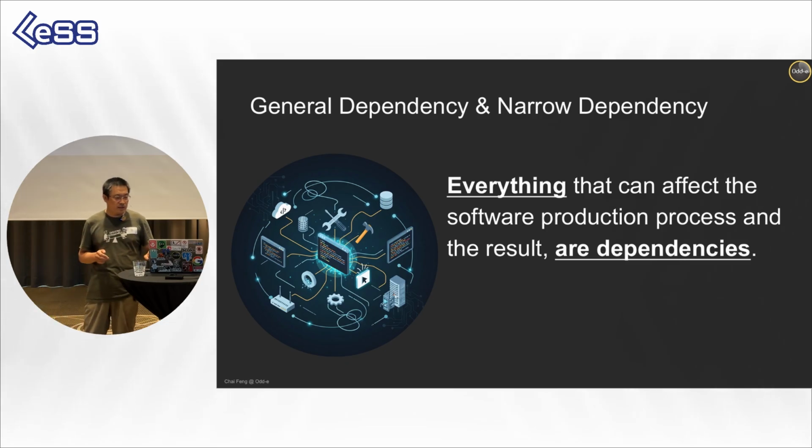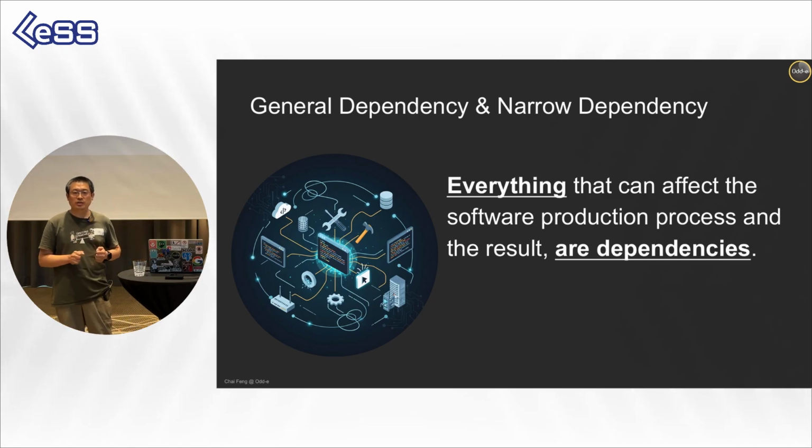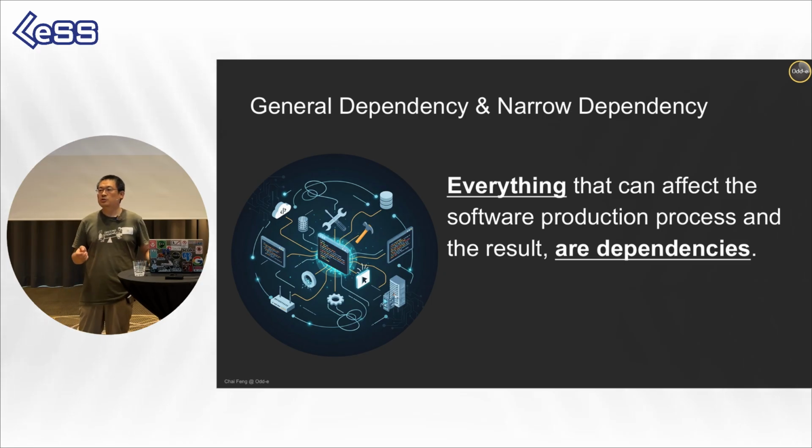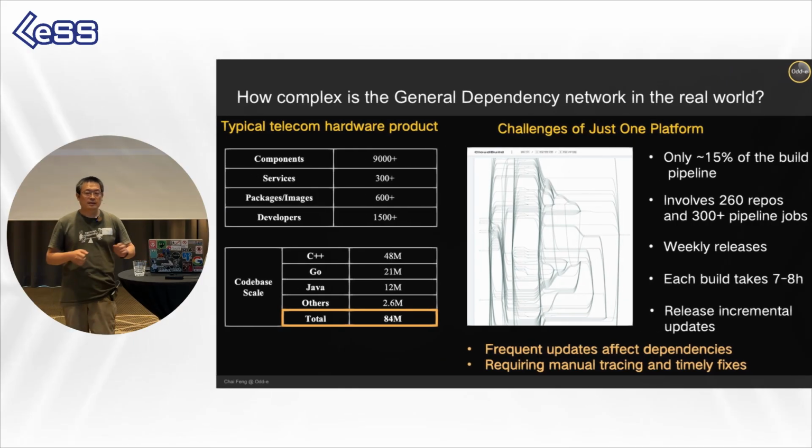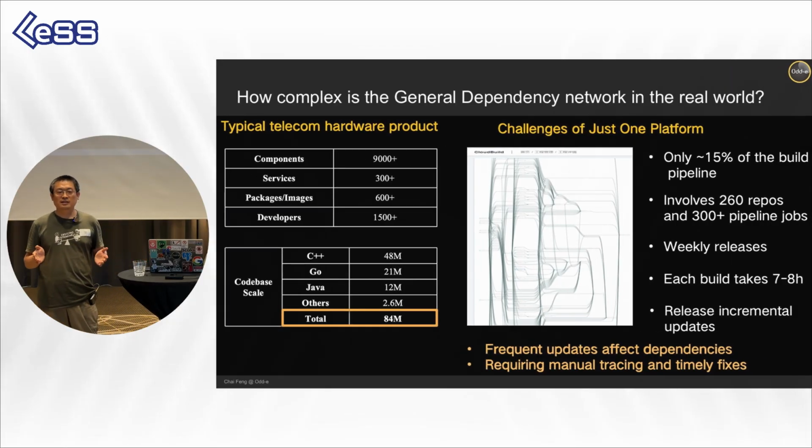When we understand the general dependency, we must treat them like we treat narrow dependency. We must treat them like code. And more importantly, we must establish their relationships and manage these relationships. How complex is the general dependency network in the real world? Let's look at a real case from a huge telecom product. Look at these numbers: 1,000 code repositories, 9,000 components, 84 million lines of code.